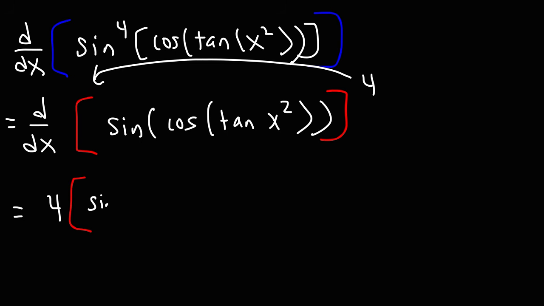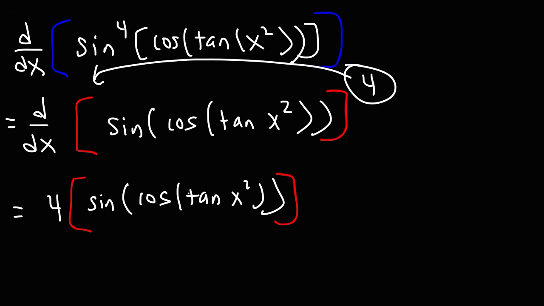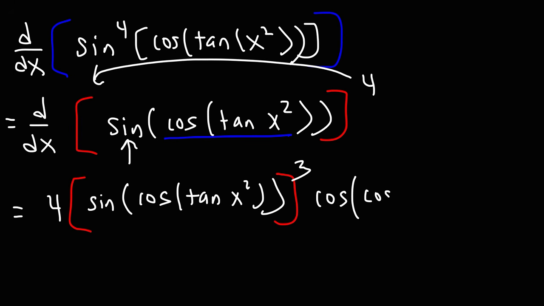And then we're going to rewrite everything we see inside of the brackets highlighted in red. Now we're going to subtract the exponent by 1. And then we're going to differentiate the sine function. So that's going to be cosine. And then the angle of sine is everything we see here. That's cosine of tangent x squared.